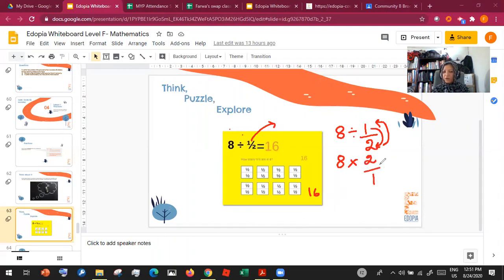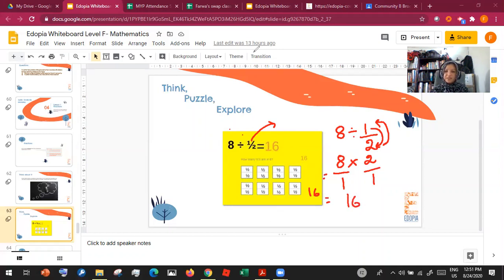Whenever a whole number is written, you say that it is being divided by 1, because the whole number represents a whole, that is, a single part. So 8 times 2 will give you the answer 16.